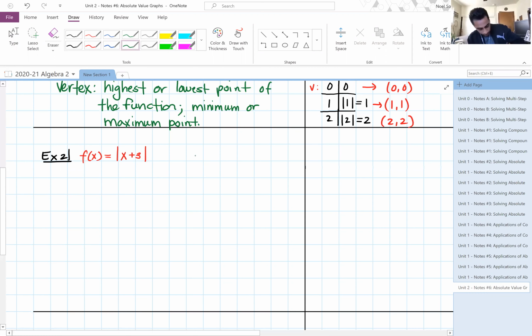I want to identify what the vertex will be first, okay? We always start there. I have my function, identify the vertex, always, okay? So I'm going to look at what's inside my absolute value. I have a positive 3. So am I going to use positive 3, or am I going to use the opposite of positive 3?